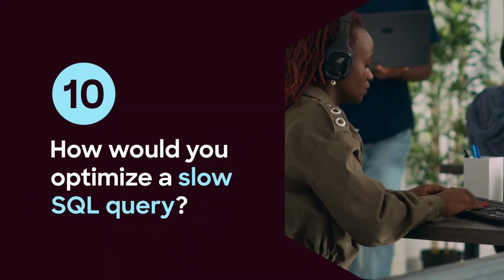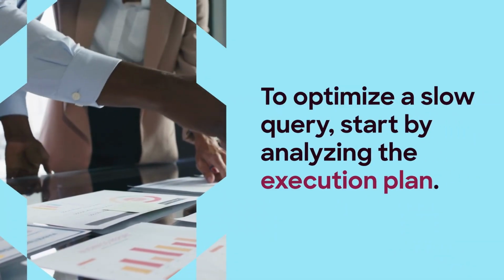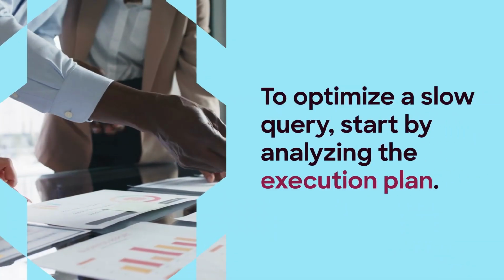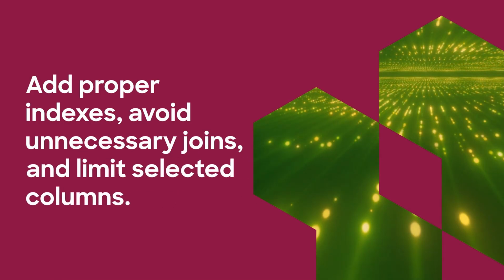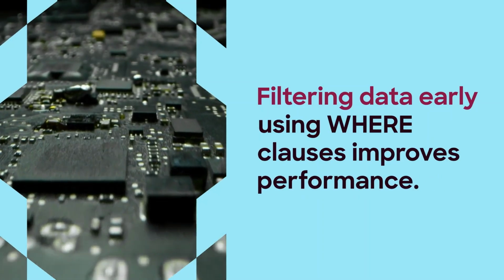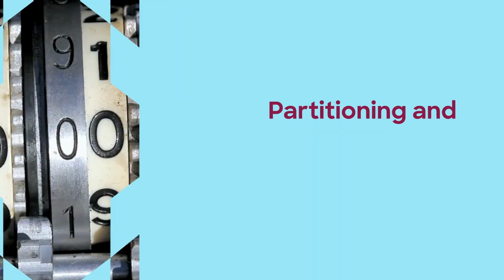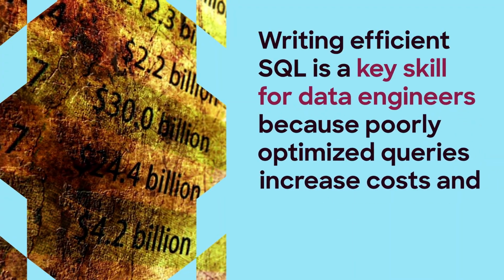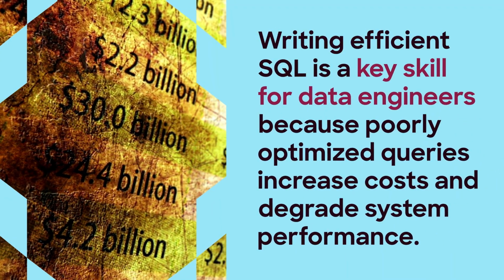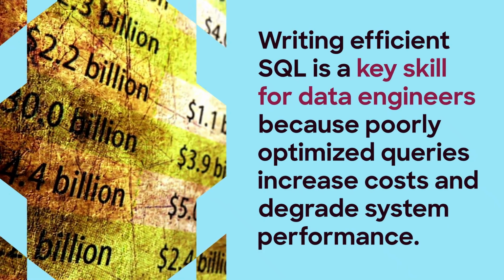10. How would you optimize a slow SQL query? To optimize a slow query, start by analyzing the execution plan. Add proper indexes, avoid unnecessary joins, and limit selected columns. Filtering data early using where clauses improves performance. Partitioning and clustering can also help. Writing efficient SQL is a key skill for data engineers because poorly optimized queries increase costs and degrade system performance.